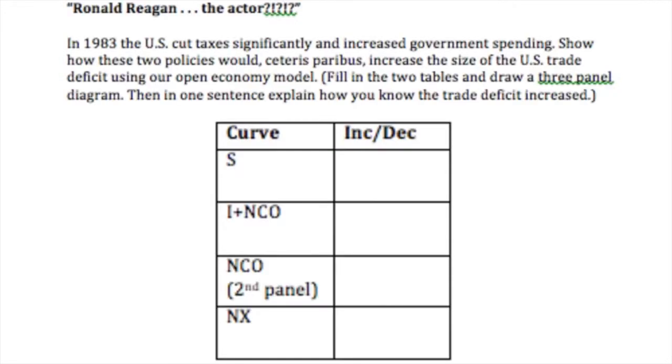So our first practice problem is, actually the first 2 practice problems are based on quotes from the Back to the Future series of movies. And in the first question, it points out this is actually a true story, that the US cut taxes significantly and raised government spending in 1983 when Ronald Reagan was president. And the question asks us to work out the implications of this policy in the open economy model.